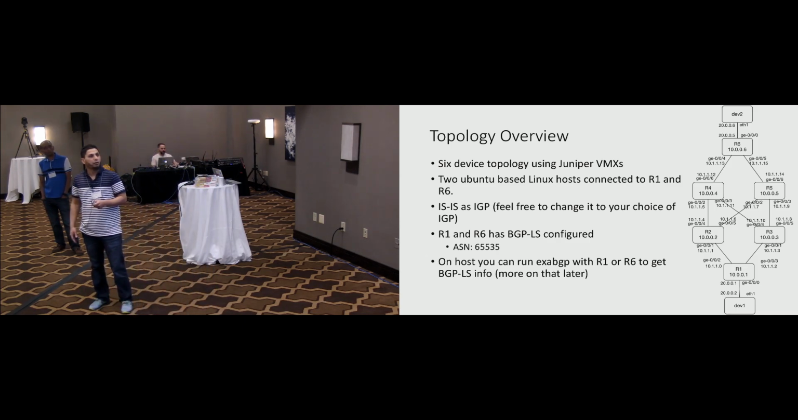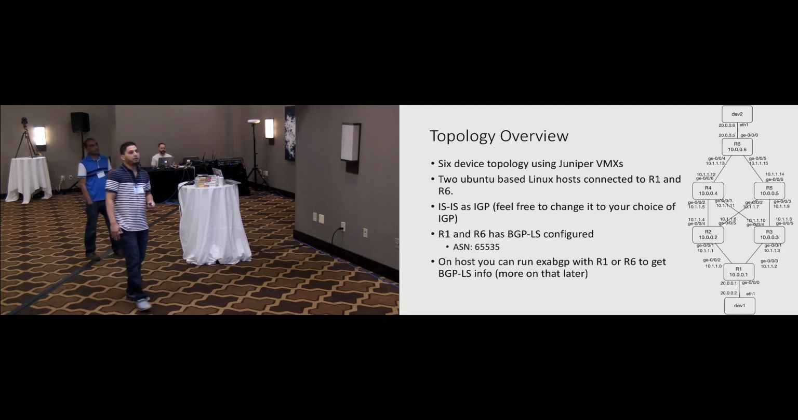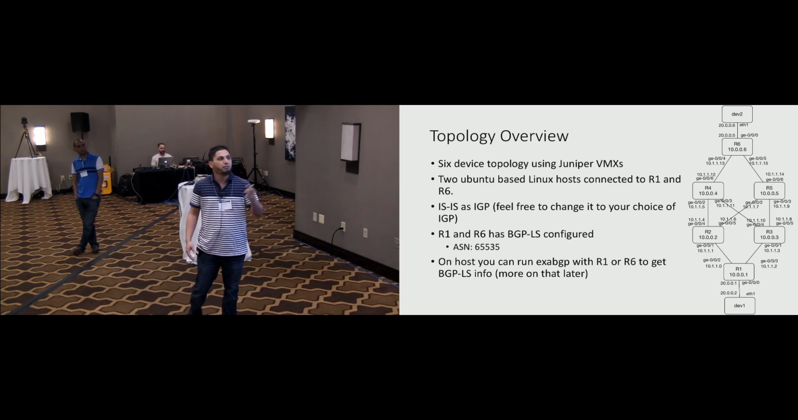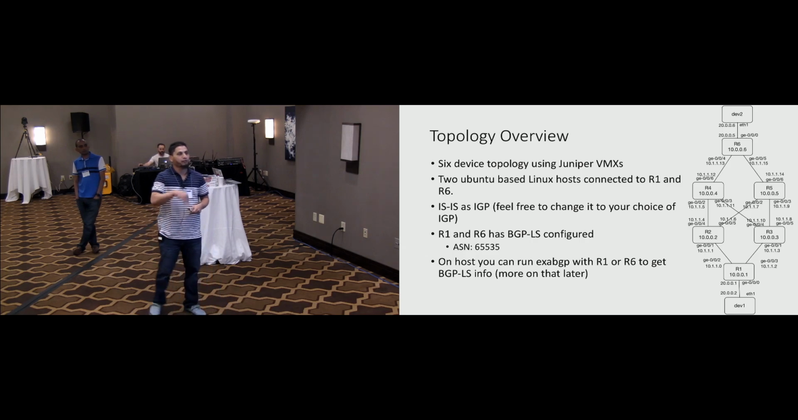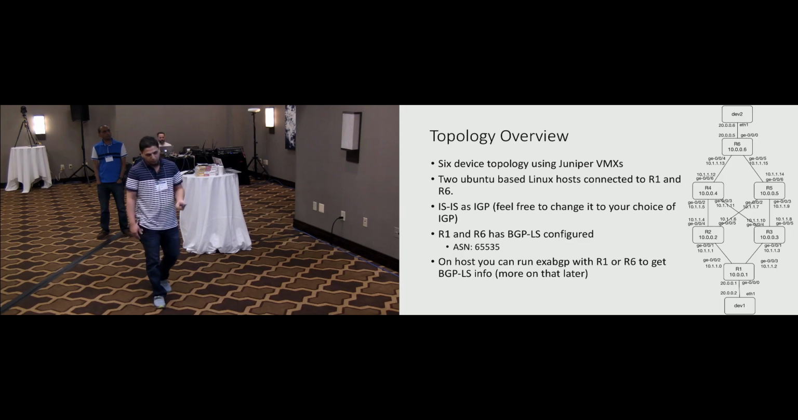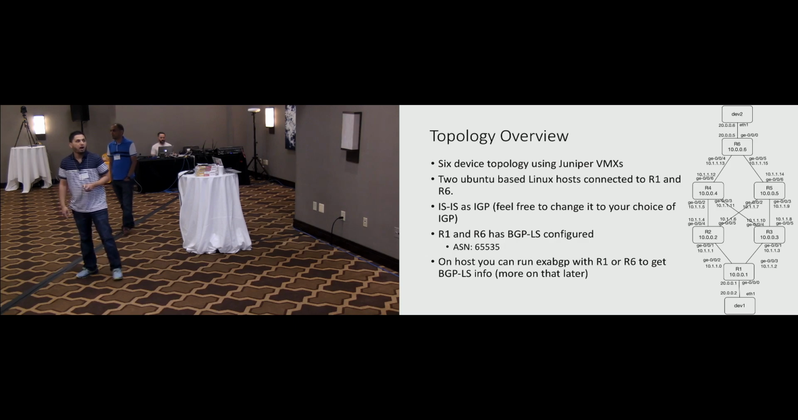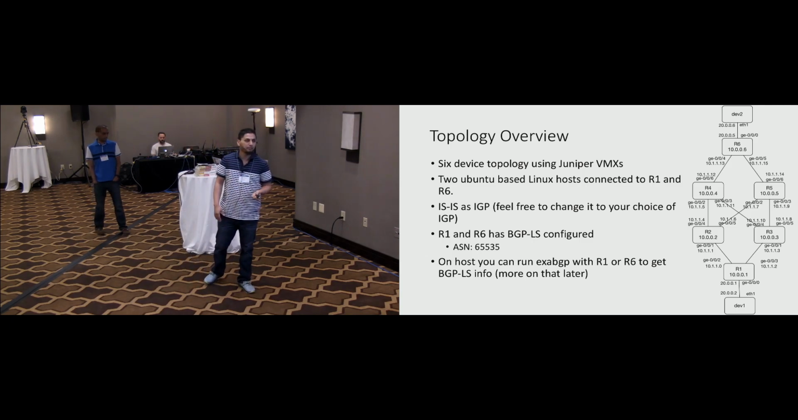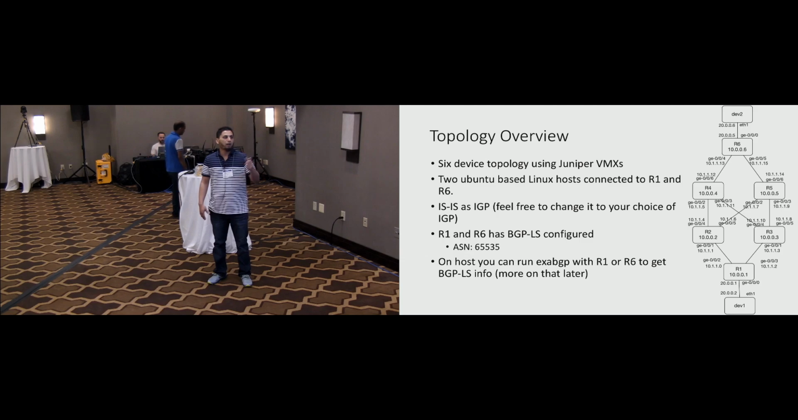Just a quick overview of the topology. Again, on the right, you can see the topology diagram we'll be using today for the hackathon. I have included all the interface and IP information, so it's just a quick one-stop shop to look at all the details in the network. We have 6 Juniper VMX instances, R1 through R6. We have 2 Ubuntu hosts, dev1 and dev2, connected to R1 and R6. We are using ISIS as the IGP, but feel free to change it if you want to. We have configured BGP-LS on R1 and R6, and on dev1 and dev2, you can run an ExaBGP instance to pair with R1 and R6, and we'll talk more about BGP-LS next.